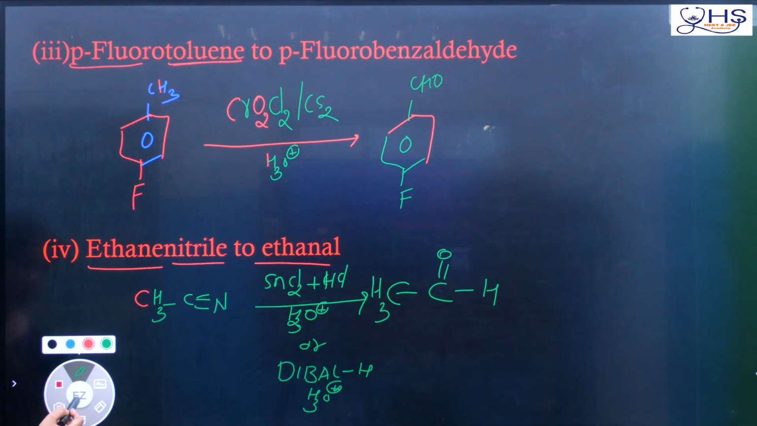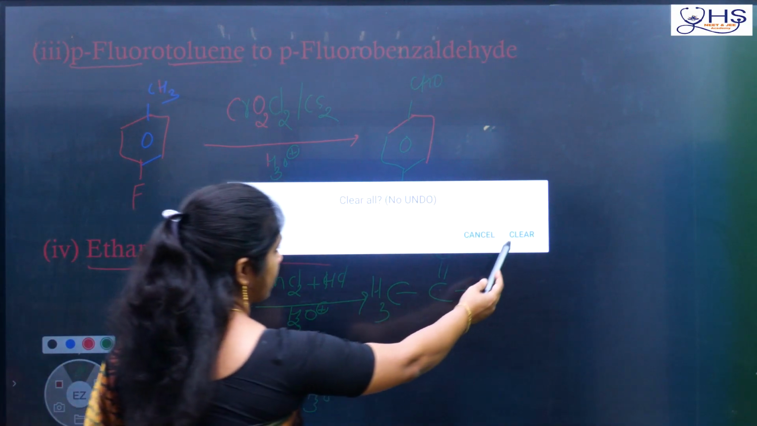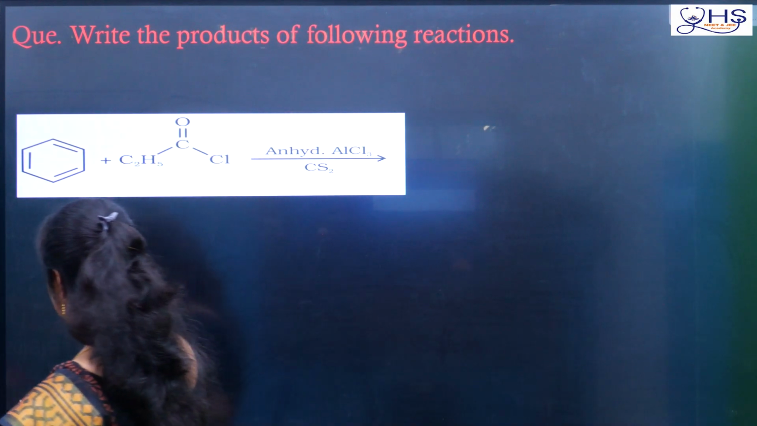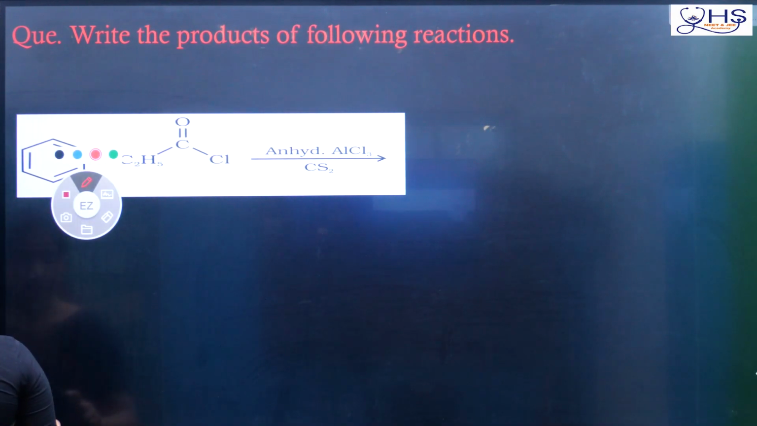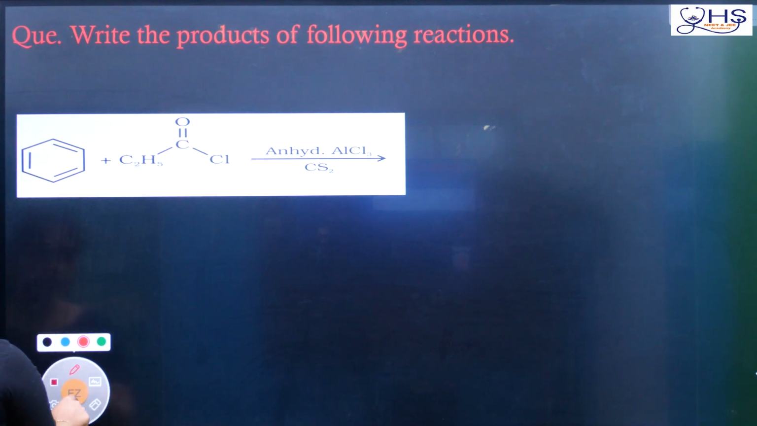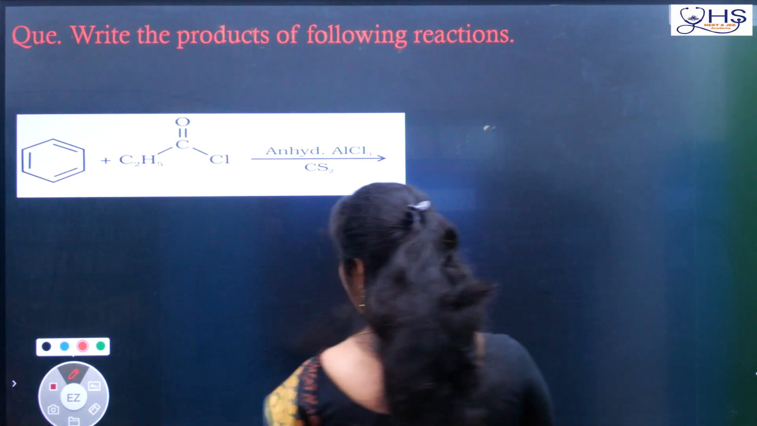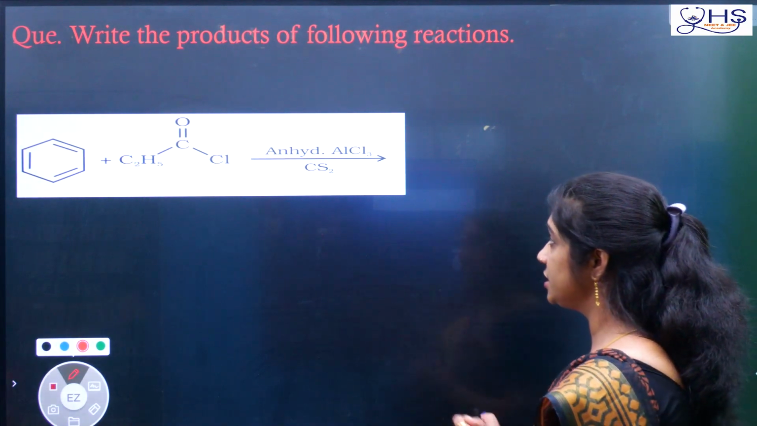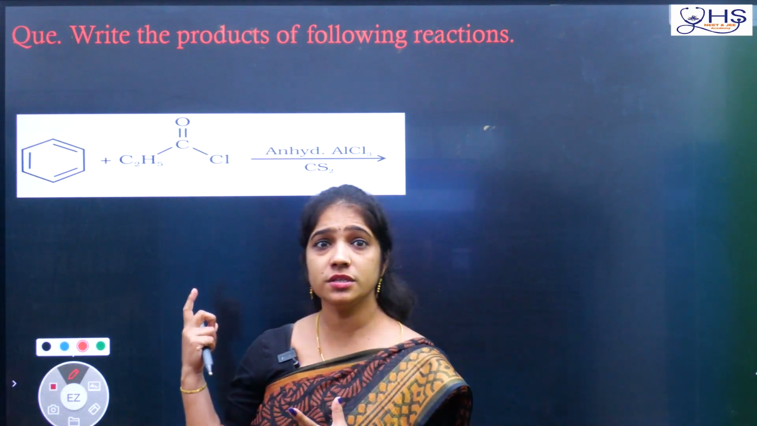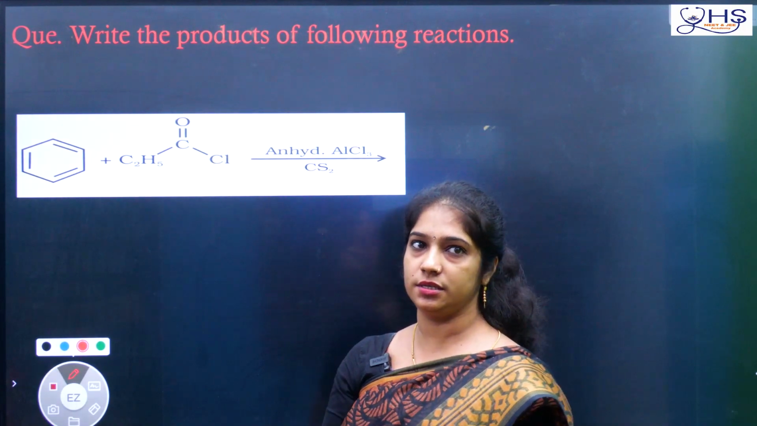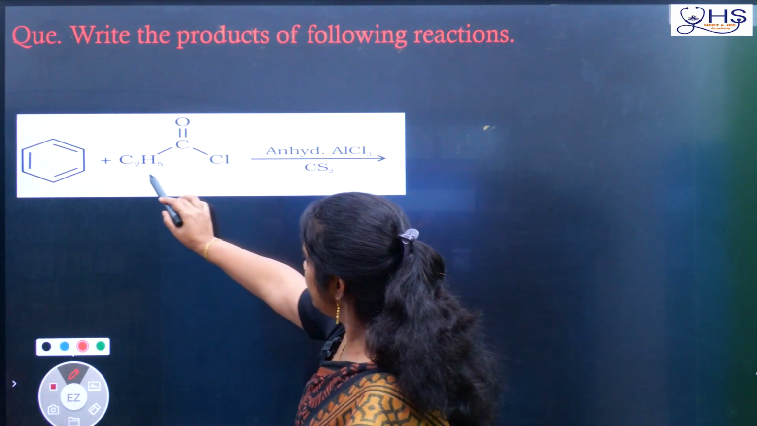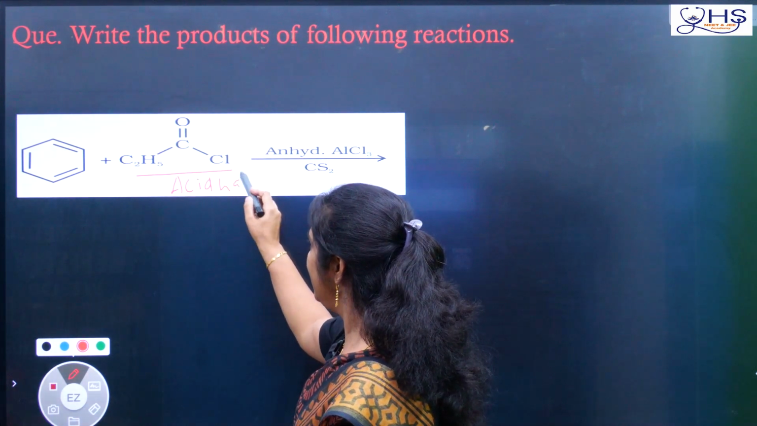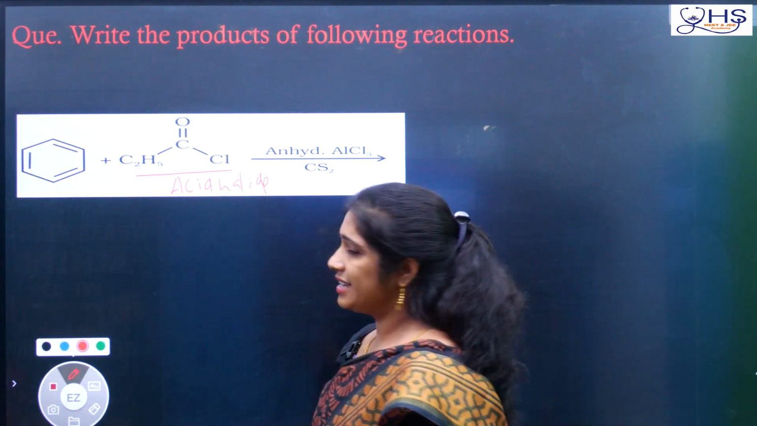Now let's move to the next question. Write the product of this equation. This question has already been repeated in CBSE and is very easy. We have already covered it in preparation methods. You just have to identify which method this equation comes under. See over here, what is this? This is an acid halide, and this is benzene. Or you can say acyl halide.